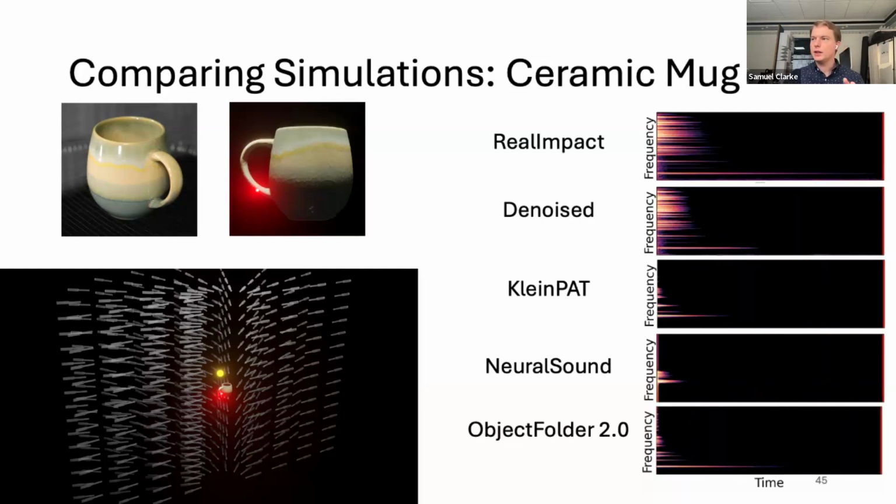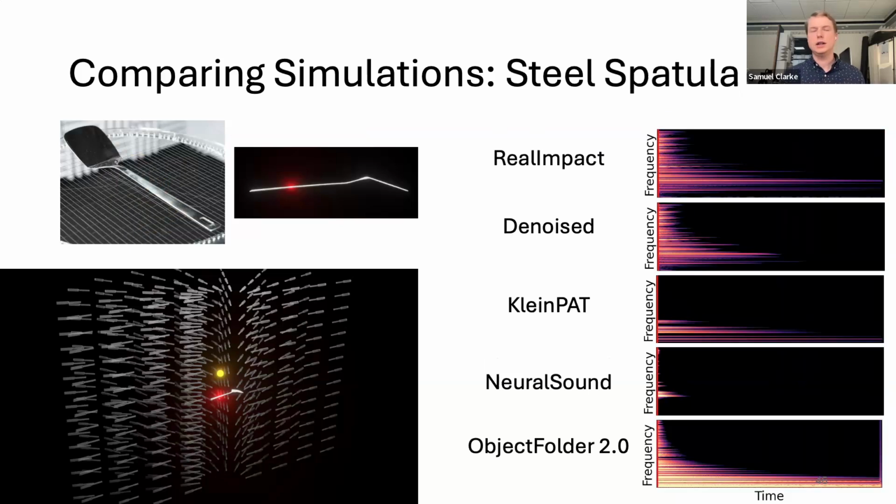So as you could hear there, and as you can see in the spectrogram, not only are these objects not matching on the frequencies and attenuation, but they're not even aligning on much of any of the frequencies of the different modes of each object. This will become even more apparent for the steel spatula, which has a lot of different frequency modes represented.